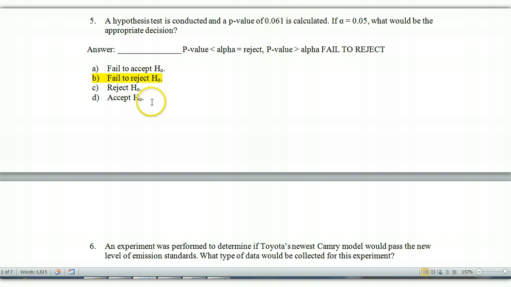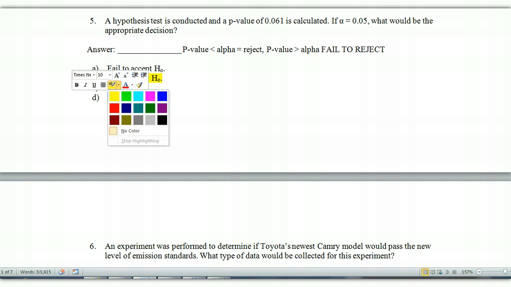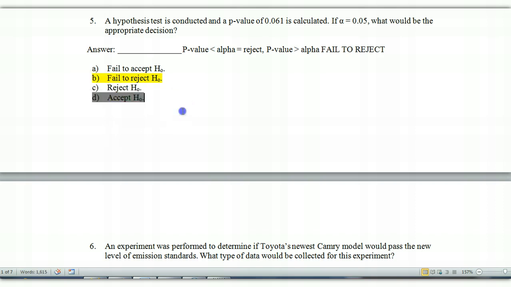Okay, just so you understand, we never ever accept, and we never fail to accept. So the only options are going to be reject or fail to reject. Then that's the way you determine which one you do.